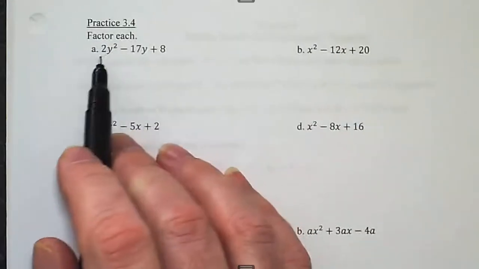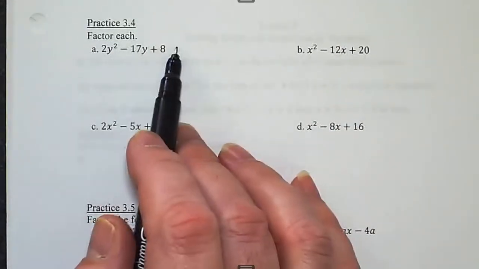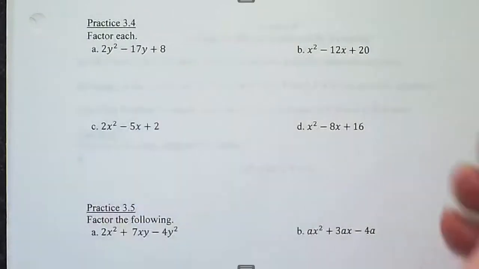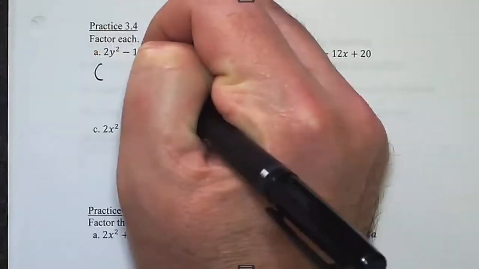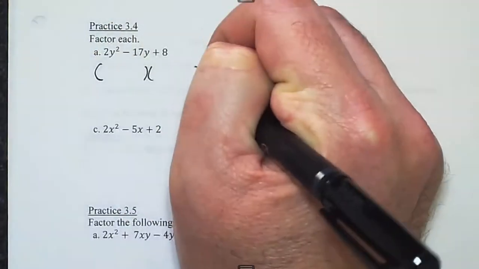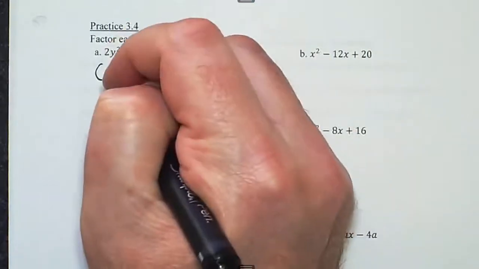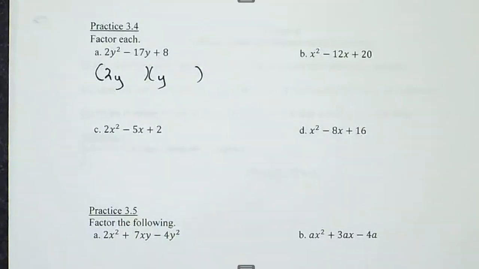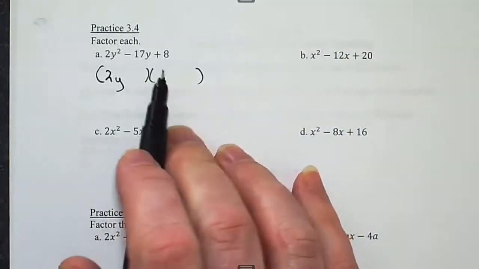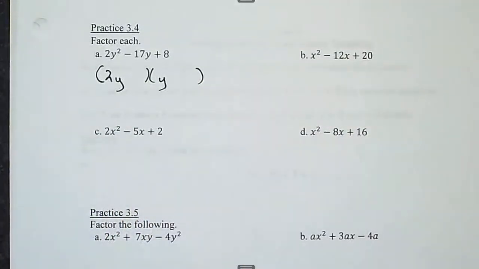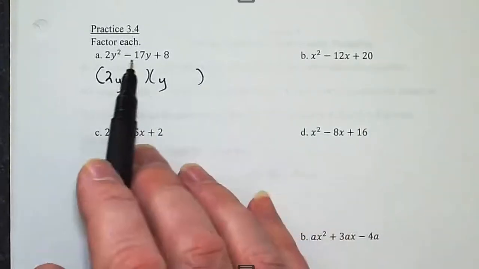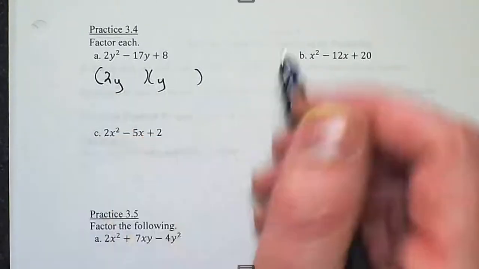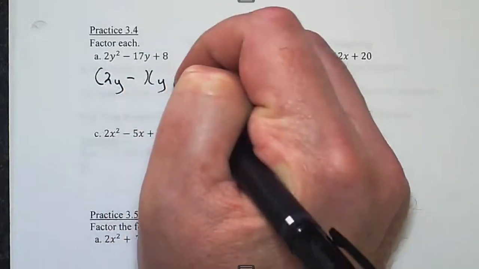So I can't factor out a GCF because there's not a y in each term, and not everything's divisible by 2. So we'll just go straight to it, but always check for GCF first. So 2y and y is the only way to get 2y squared. And because the last number is positive, I know I need to have the same sign. And the sign being negative tells me they need to both be negatives.